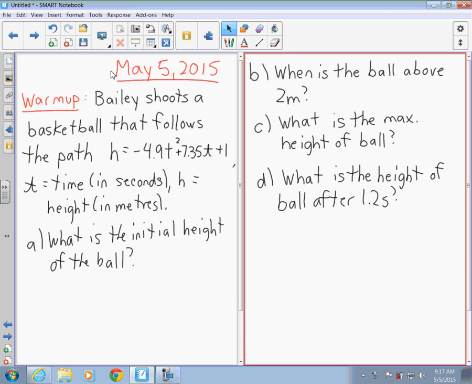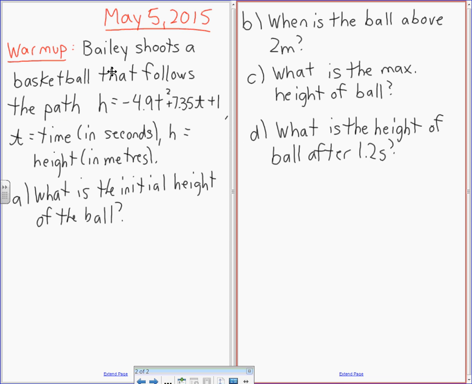Can somebody tell me, anybody here, what are some of the key words that I need to find the vertex? What are some key words for vertex? Okay, go ahead. Maximum, minimum, anything else? That's it? Highest or lowest, things like that, okay?